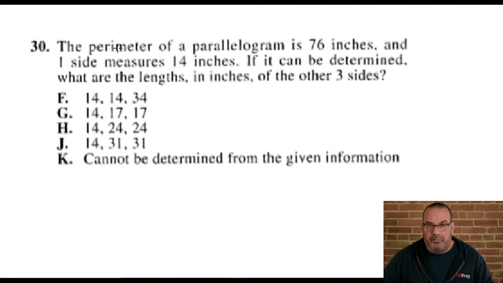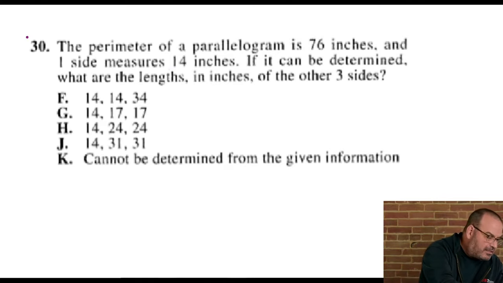All right. This is a famous ACT problem, and they have used it over and over and over again for the years. I don't know if they're going to repeat it again, but I do like to show that it is repeated, and that is the perimeter of a parallelogram is 76 inches, and one side measures 14 inches. If it can be determined, what are the lengths in inches of the other 3 sides?